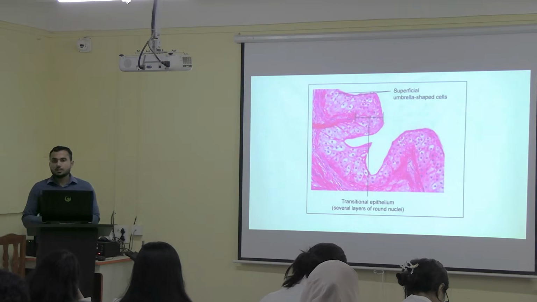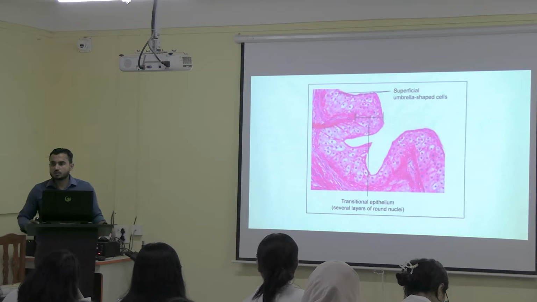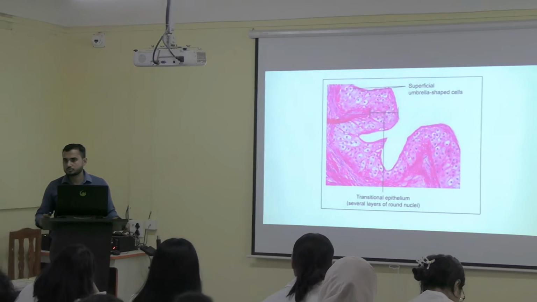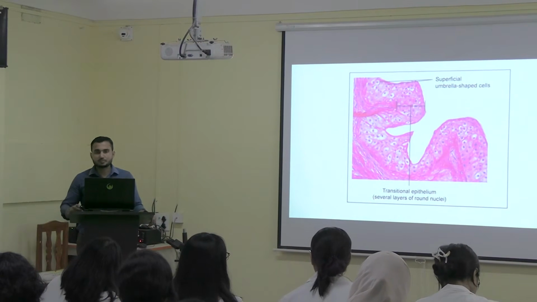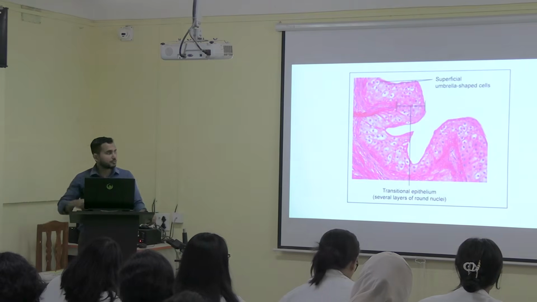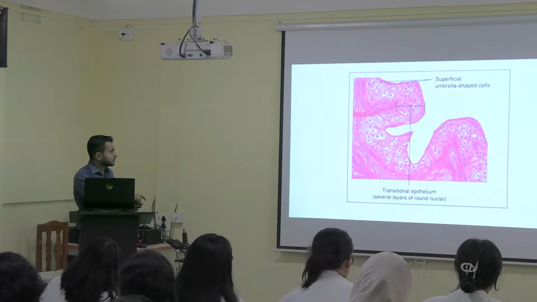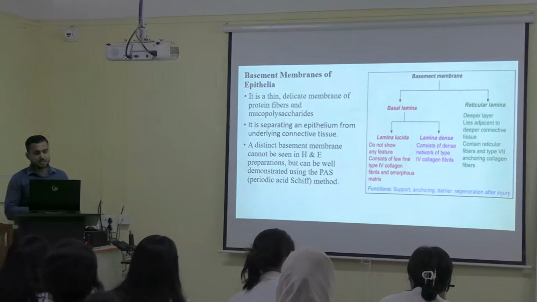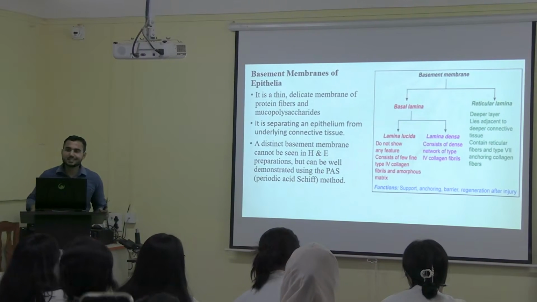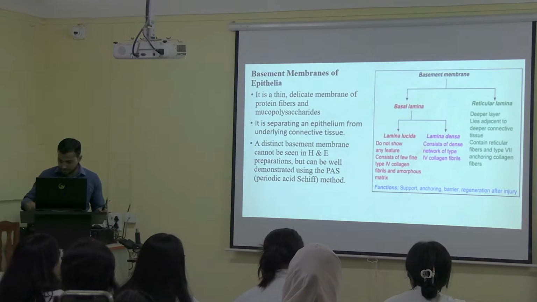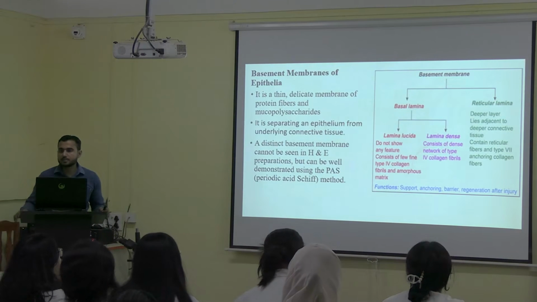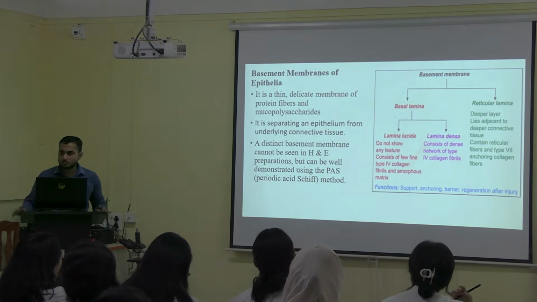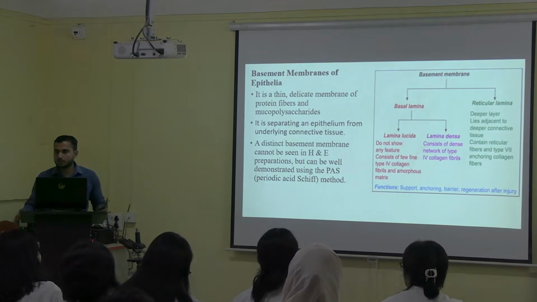Now lastly, can you tell me what the basal lamina is made up of? This is the last part. Here you can see the basement membrane or the basal lamina. First of all, it is a thin delicate membrane made up of protein fibers and mucopolysaccharide. There is no cellular component in it.